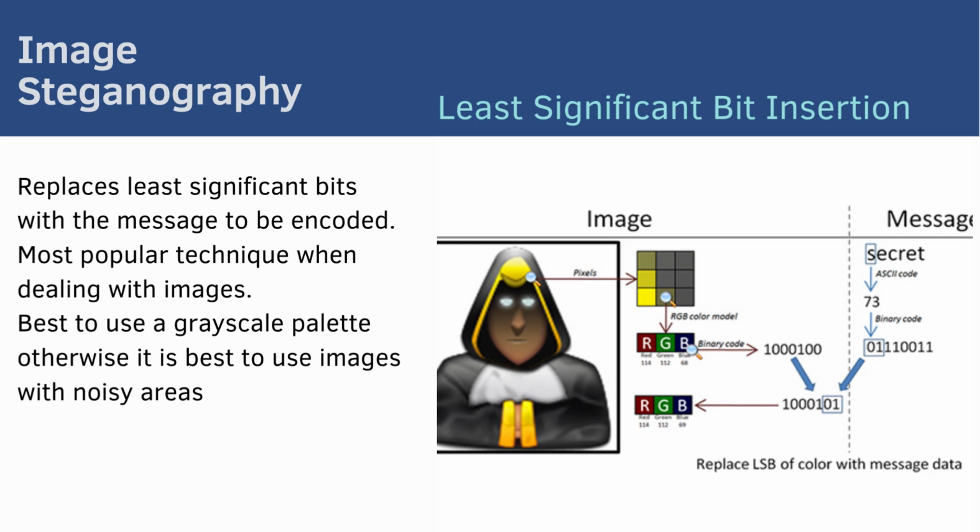So, as we can see in the figure, the least significant bits are replaced with the secret code which is present on the right side, and there is a slight variation in the color of the image.